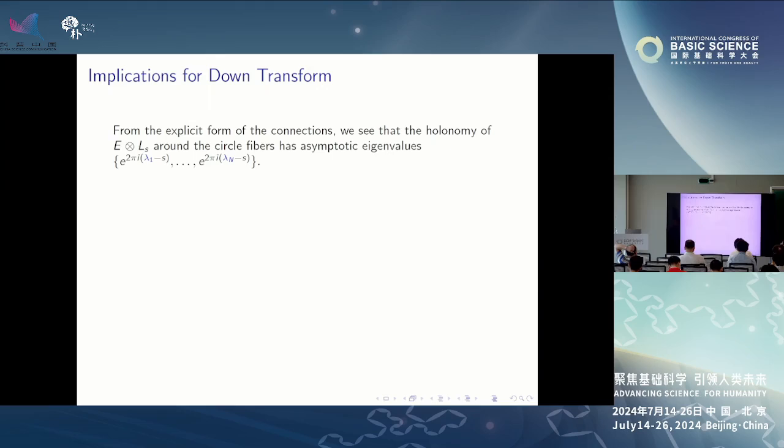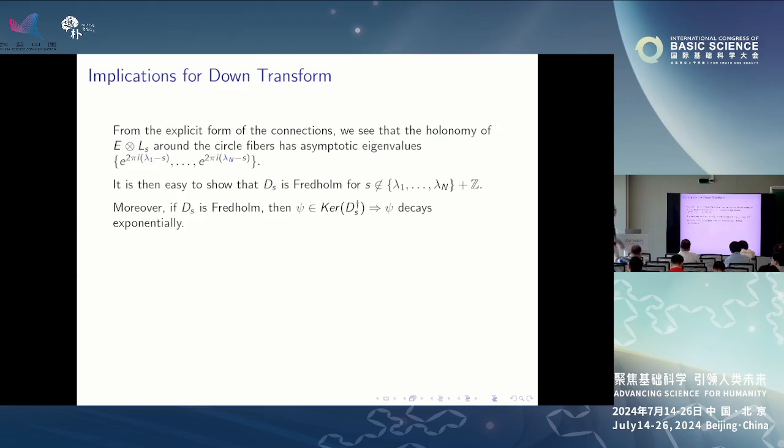All right. So what are the implications for our down Nahm transform of this asymptotic holonomy? Well, when you couple E to Ls, then you get asymptotic eigenvalues shifted by s in the exponent. So instead of e to the 2 pi i lambda_j, you get e to the 2 pi i (lambda_j minus s), etc. And it's easy to show, of course, that Ds is Fredholm when s is not one of lambda 1 through lambda n mod Z.